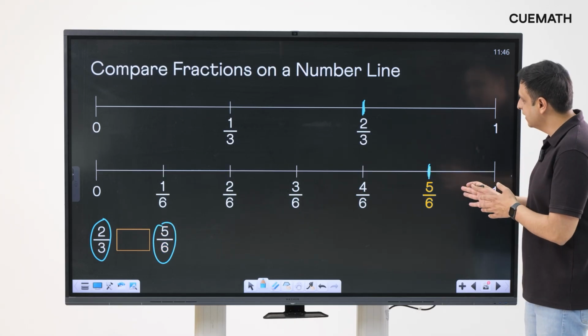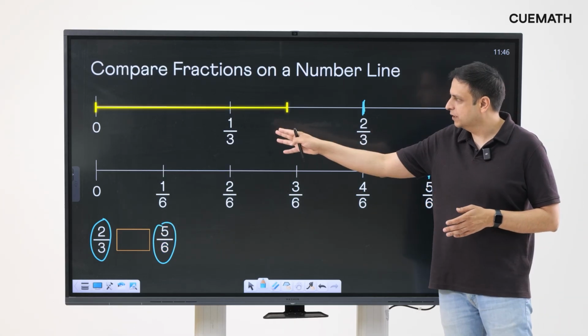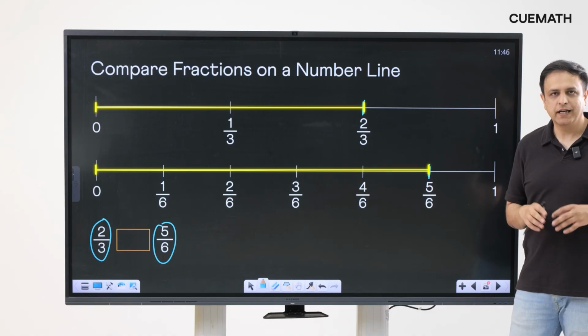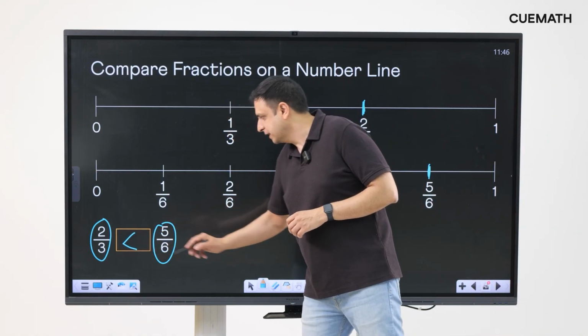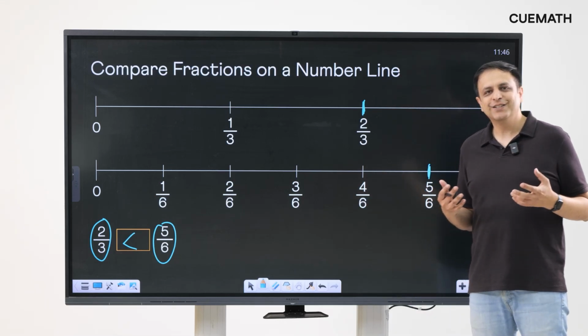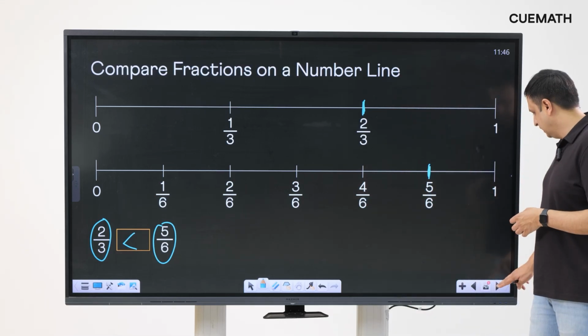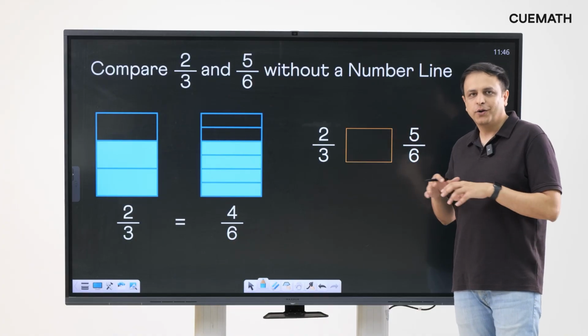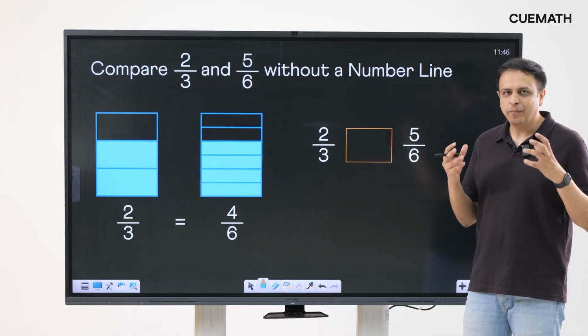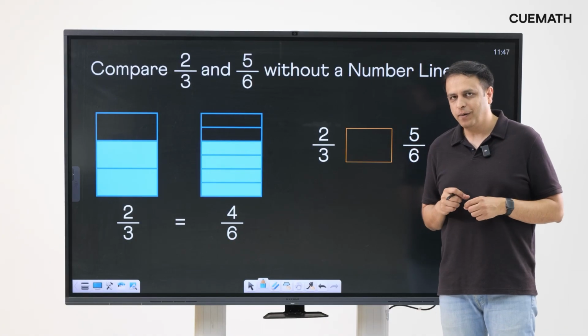And now we can see clearly that 2 over 3 is closer to 0 than 5 over 6, and therefore 2 over 3 is smaller than 5 over 6. So in this manner it's easy to compare two fractions on a number line. But what if you don't want to draw a number line to do this comparison? Is there a way to compare two fractions without drawing a number line?